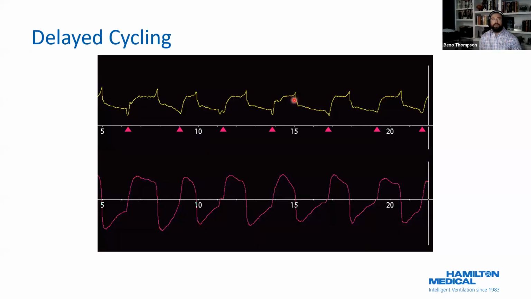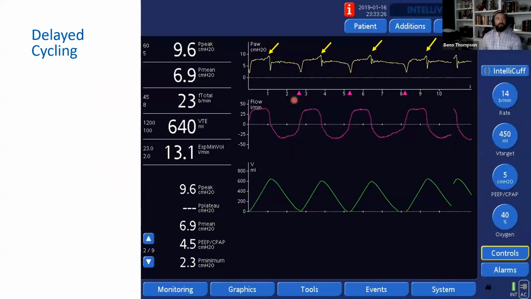Sorry. So blowing it up here, these spikes are going to clue you in. This is your tell. It's going to tell you that this patient is trying to exhale, and the ventilator is just not letting them, right? So they need a shorter I time.